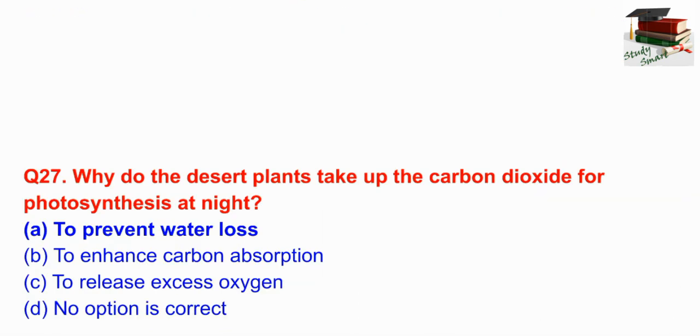Now see next question. Why do the desert plants take up carbon dioxide for their photosynthesis at night? Option A, to prevent water loss. Option B, to enhance carbon absorption. Option C, to release excess oxygen. Option D, no option is correct. So right answer option A, to prevent water loss.